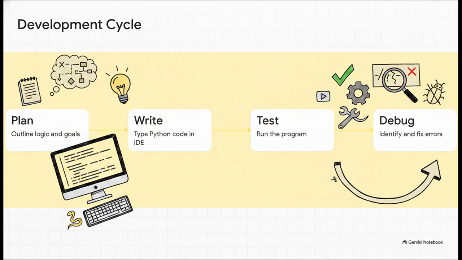Step 2 is write. This is where you actually type the Python code into your IDE, making sure you follow those strict syntax rules. Step 3 is test. You run the program to see what happens. Did it actually do what you expected? And finally, step 4 is debug. This is where you identify errors and fix them. And hey, spoiler alert, you'll spend a lot of time in step 4, and that's completely normal. It's all part of the cycle, and it loops right back around as you refine your program.